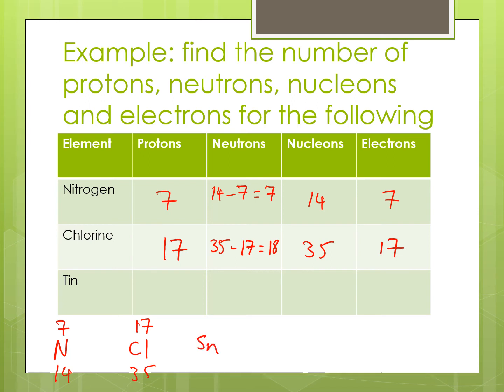Tin looks like this. Yes, I know it's Sn. It is a little bit annoying. We have 50 protons. 119 minus 50 gives us 69 for the number of neutrons. So the total number of nucleons is 119, and the number of electrons is 50.